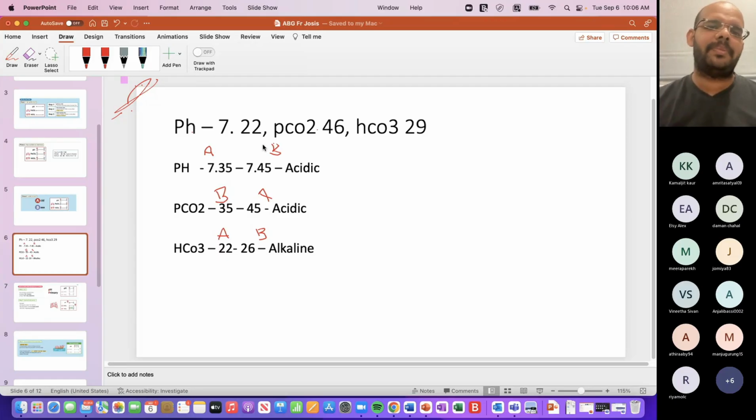If you remember this pH, PCO2, HCO3, it is easy. There are a lot of other methods to learn. There is the tic-tac-toe method, which I used to teach my students. But when I saw this, I felt it is easier than tic-tac-toe, so that is why I thought of teaching you guys this method. There are different methods, so whichever is comfortable for you, you can learn that.